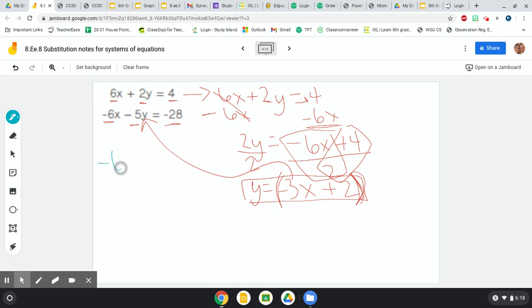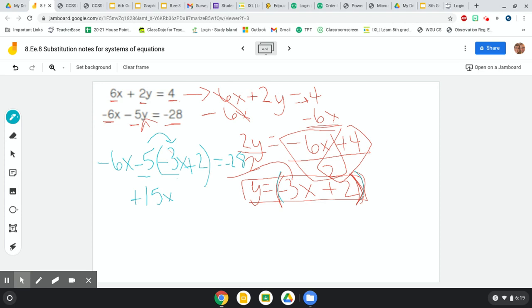So I have negative 6x minus 5 times, I'm going to erase some of this, times y, which again is this quantity down here, that negative 3x. So I'm going to keep it in parentheses, negative 3x plus 2, and then equals negative 28. Okay, so now at this point I'm just solving because I only have x values in here, which means I can solve. So again, distributive property, so that's a negative 5 times a negative 3x, which is going to give me a positive 15x.